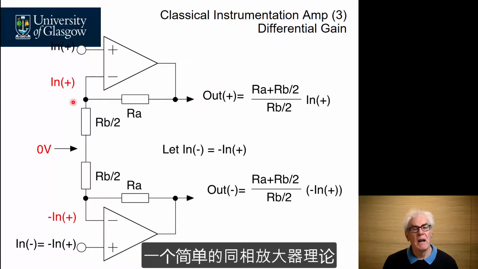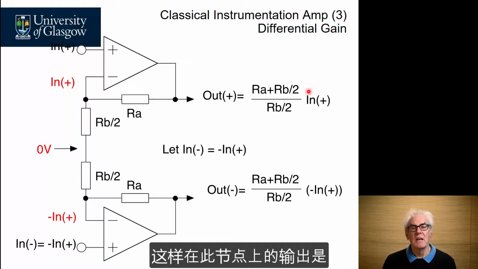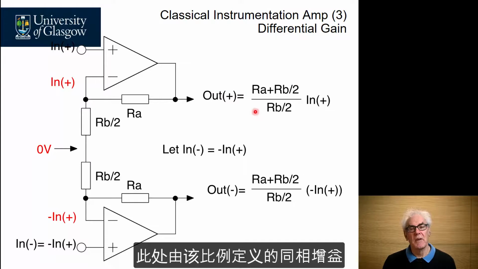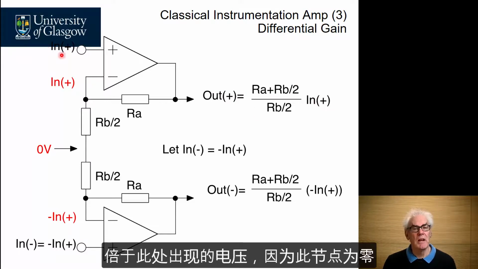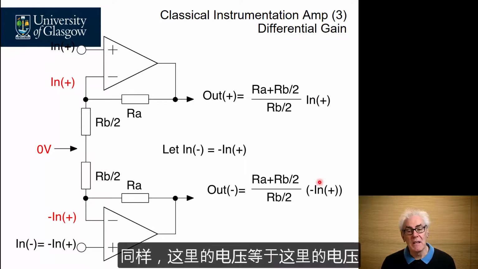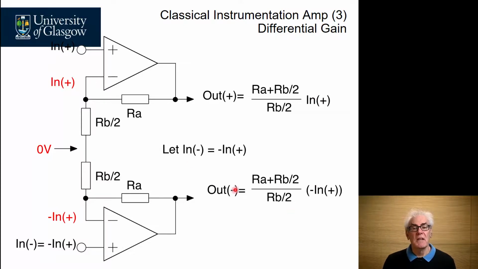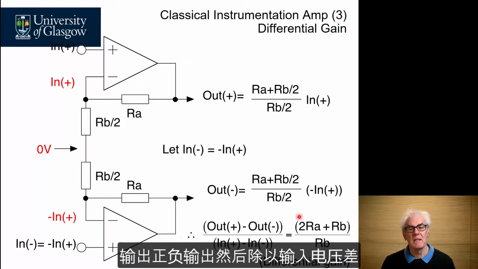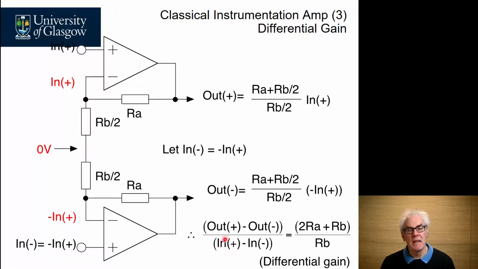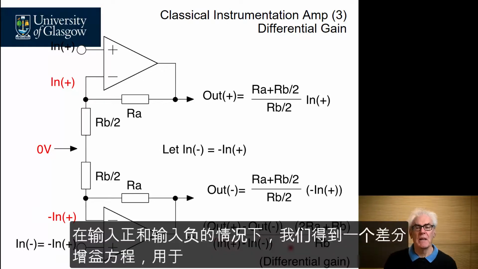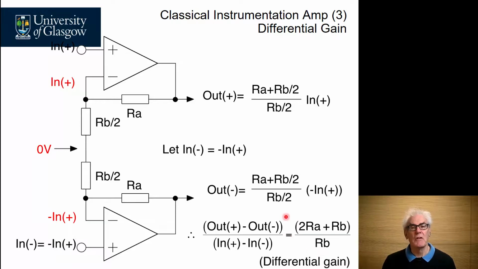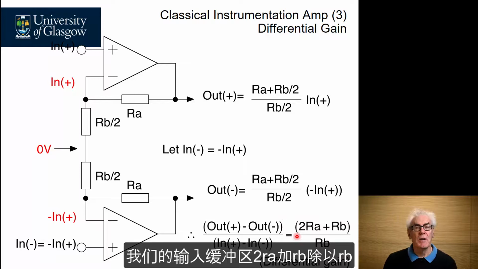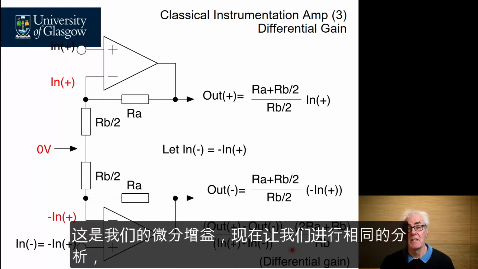We can now apply simple non-inverting amplifier theory here, so that the output at this node is the non-inverting gain defined by this ratio times the voltage appearing here, because this node is at 0, and similarly the voltage down here is equal and opposite to the voltage here. If we calculate the difference voltage between output plus and output minus, and divide it by the difference input voltage at input plus and input minus, we land up with a differential gain equation for our input buffer set of 2RA plus RB divided by RB. And this is our differential gain.